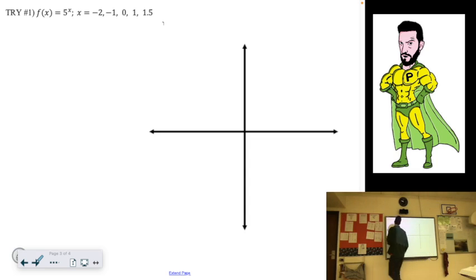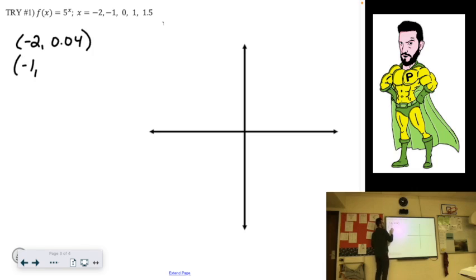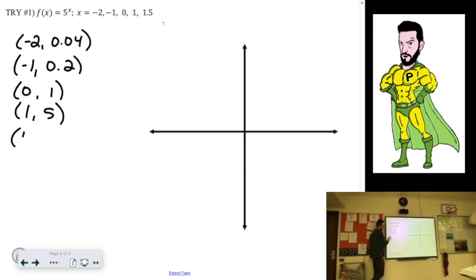All right, 5 to the x power. 5 to the negative second would be 1 over 5 squared, 1 over 25, which is 0.04. 5 to the negative first would be 1 over 5, which is 0.2. 5 to the 0 power is 1. 5 to the first power is 5. And 5 to the 1.5 power, I don't know that. 5 to the 1.5 is 11.18, we'll call it 11.2.